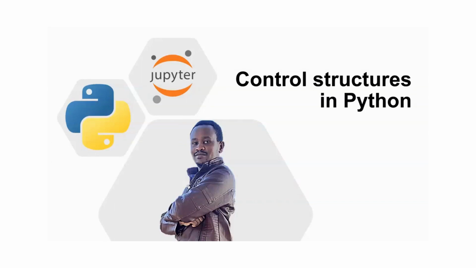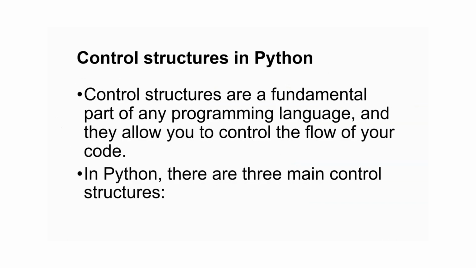Welcome to this comprehensive tutorial on control structures in Python. Control structures are a fundamental part of any programming language, and they allow you to control the flow of your code. There are three main control structures.